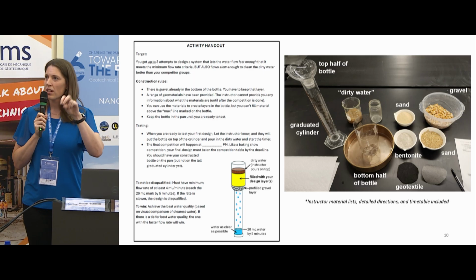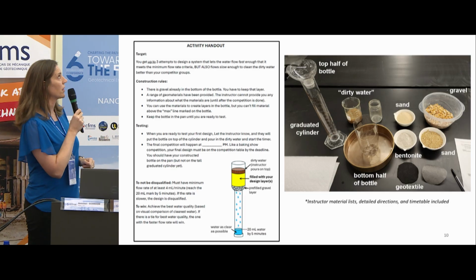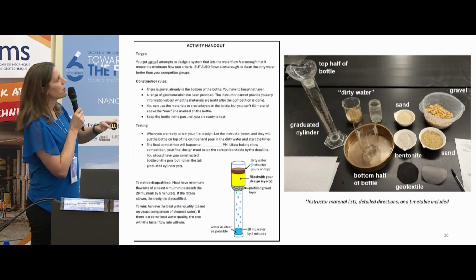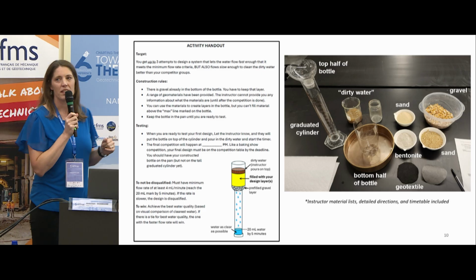The dirty water is just fines mixed with tap water, and the instructor materials tell you how to pre-prepare that. They have these geomaterials. They can use them in any way they want. You'll see in the pan, that is just a soda bottle where we've cut off the top and put perforations on the bottom, and they'll fill up that soda bottle with whatever materials they want. Could be all of them, could be one. Usually the students that do all bentonite don't do well in this activity. They'll fill it up, and when they're ready to test their design, they let the instructor know.